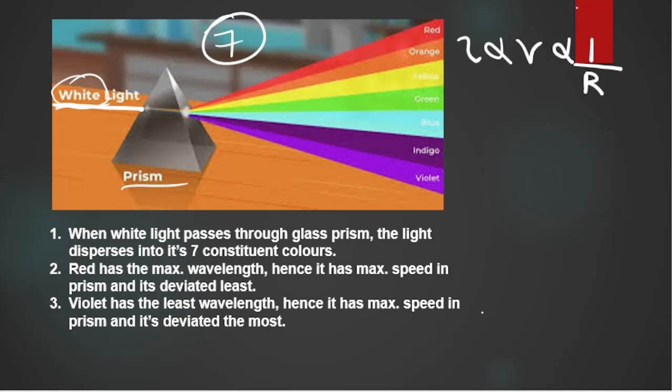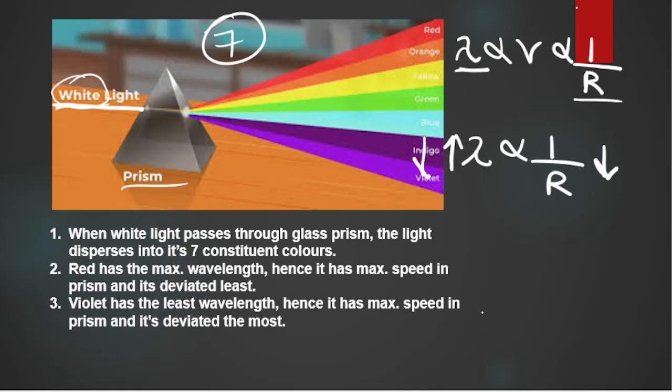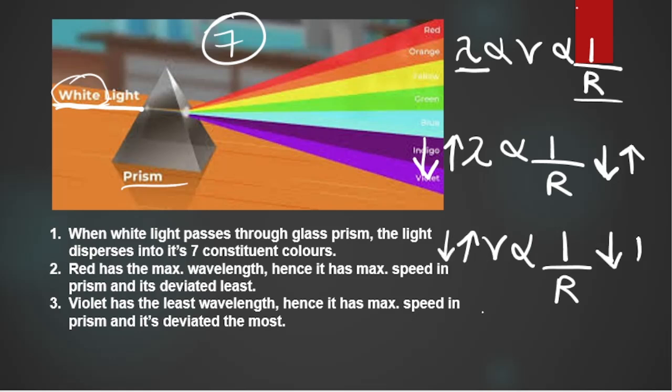Okay. Now let's talk about this and this. Wavelength, one upon. इसका मतलब क्या है कि if your wavelength increases तो refraction decreases. If your wavelength decreases, diffraction increases. Similarly, V is inversely proportional to refraction, means velocity बढ़ेगी refraction कम होगा, अगर velocity कम होगी तो diffraction ज़्यादा होगा.